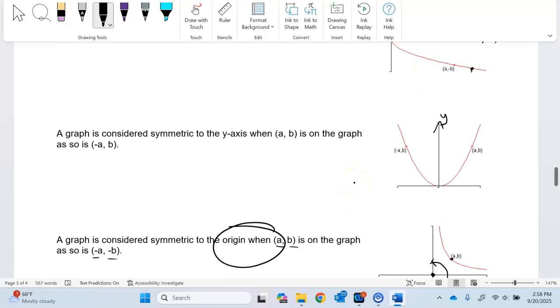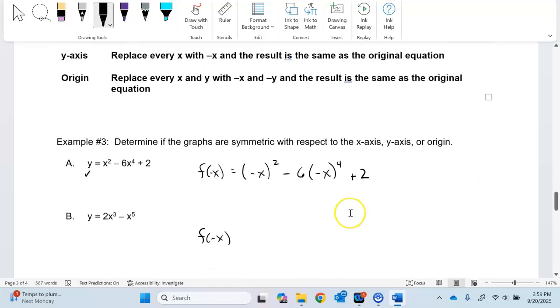Graphically, right, if I plug in a, positive a, I get b. But if I plug in negative a, I also get b. Right? This is an even function. Even is the same as symmetric around the y-axis. Okay, and that's what we're doing down here algebraically.